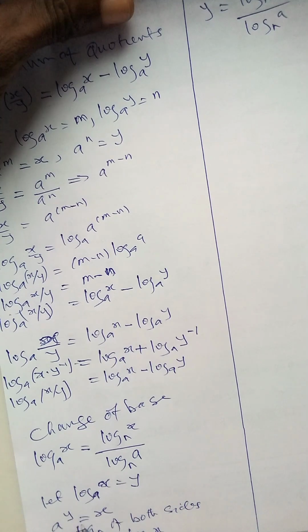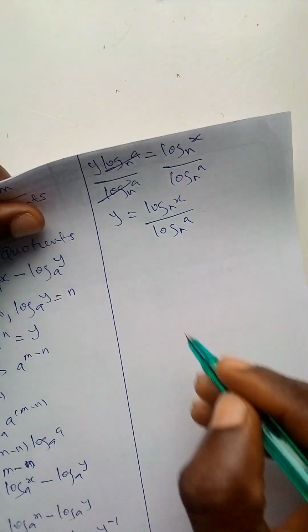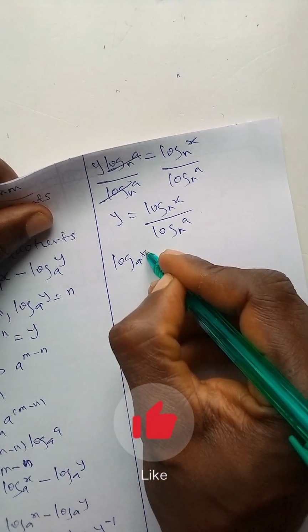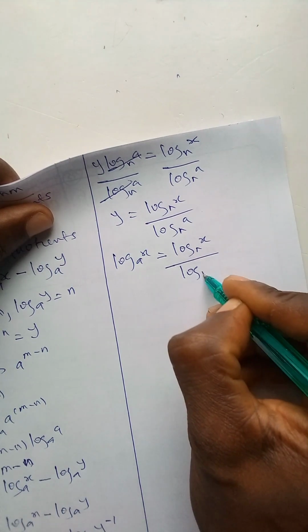Let us remember what y is. y is our log to base a of x. So log to base a of x is now log to base n of x over log to base n of a.